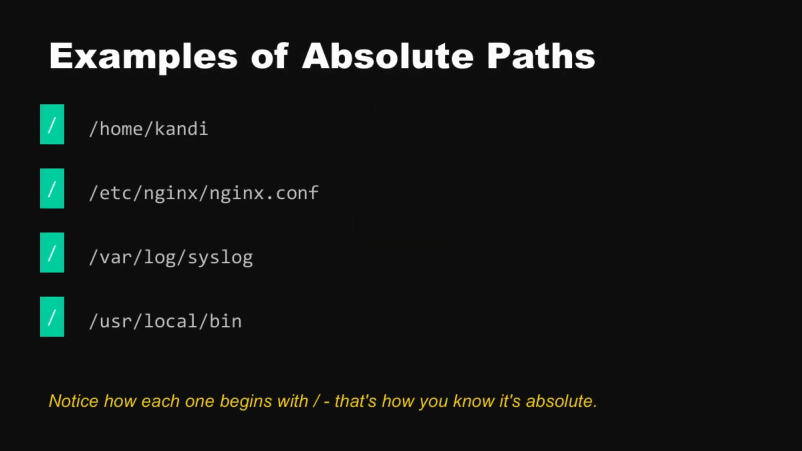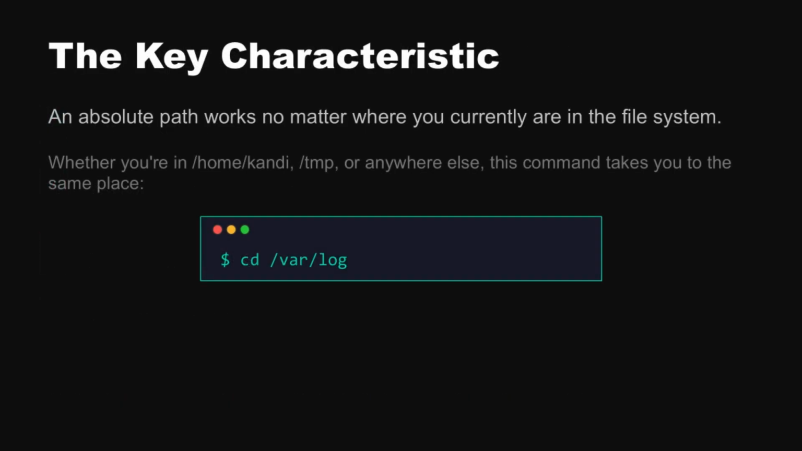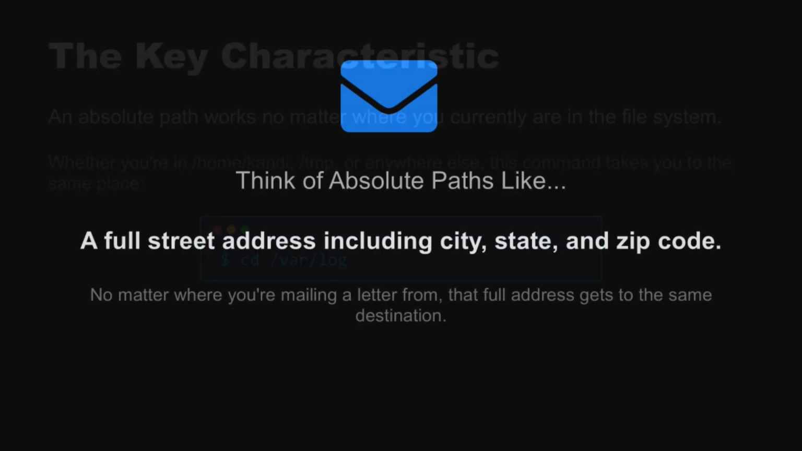You see some examples of absolute paths. Notice how each one begins with that /, and that's how you know that it's absolute. The key characteristic of an absolute path is that it works no matter where you currently are in the file system. Think of absolute paths like a full street address, including city, state, and zip. No matter where you're mailing a letter from, that full address gets to that same destination.